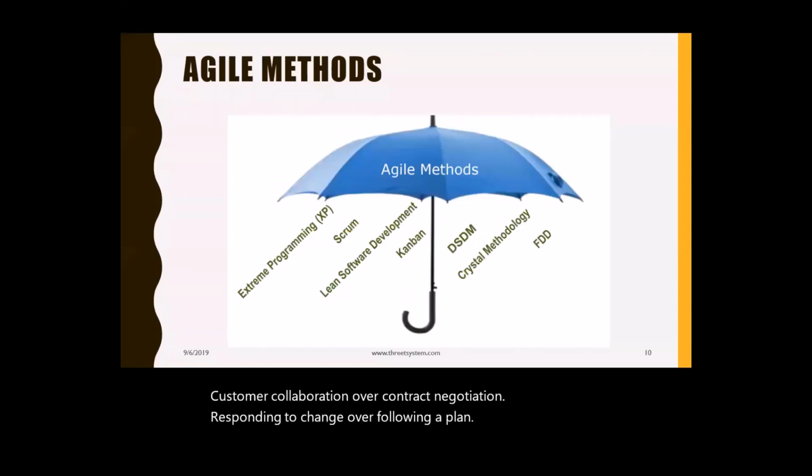Our Agile methods include extreme programming, known as XP, Scrum, which is what we're going to review today in this webinar, lean software development, Kanban, DSDM, Crystal methodology, and FDD. So all of this falls under the Agile umbrella.